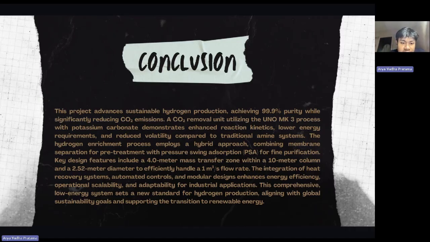The hydrogen enrichment process employs a hybrid approach, combining membrane separation for pretreatment with pressure swing absorption, or PSA, for fine purification. Key design features include a 4-meter mass transfer zone within a 10 meter column and a 2.52 meter diameter to efficiently handle a 1 meter cubed per second flow rate. The integration of heat recovery systems, automated controls, and modular design enhances energy efficiency, operational scalability, and also adaptability for industrial application.